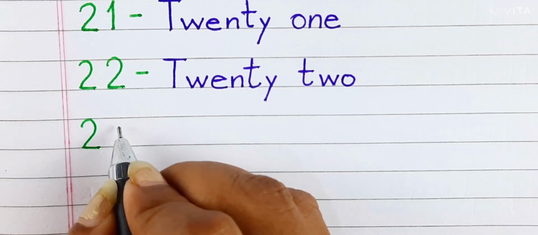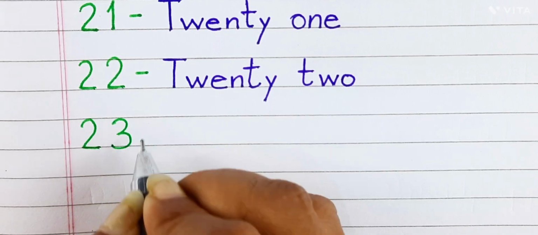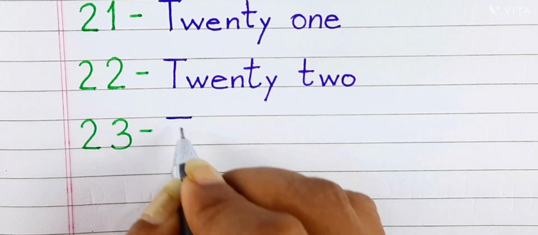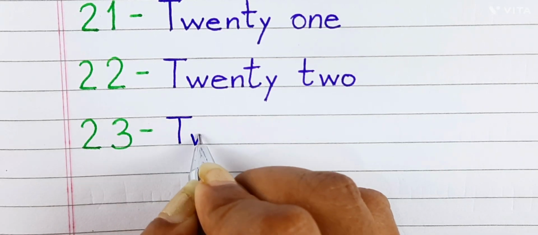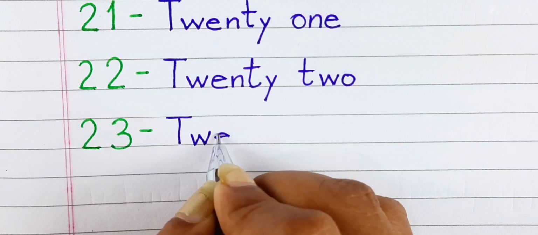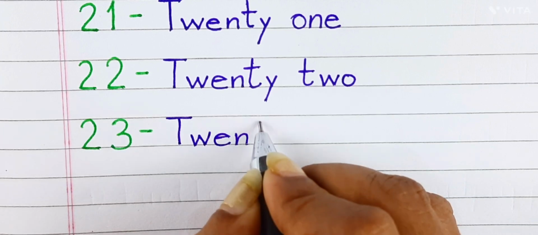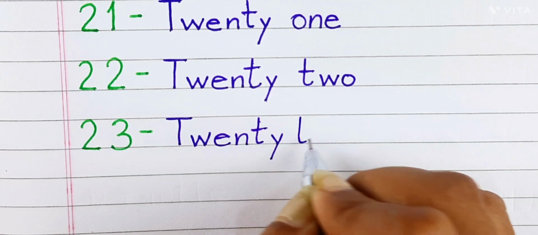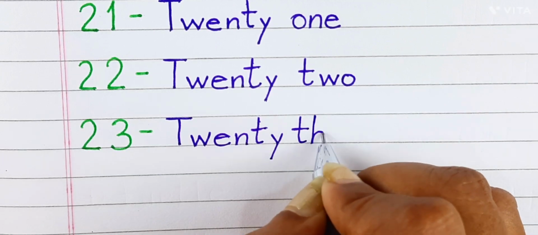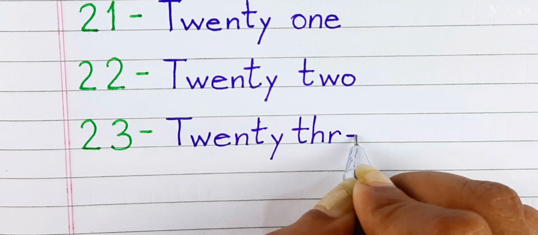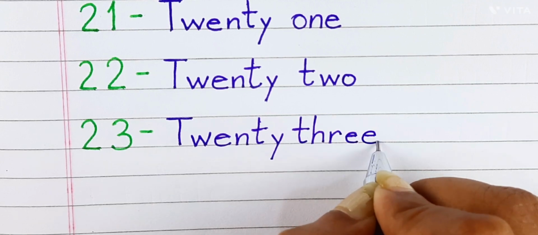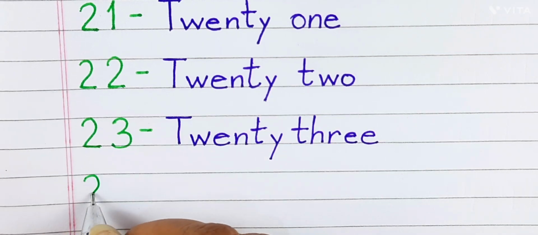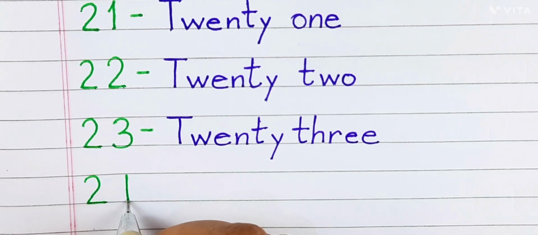2, 3, 23. T-W-E-N-T-Y, 20. T-H-R-E-E, 3. Twenty-three.